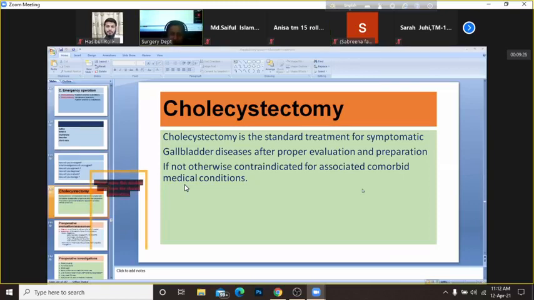So cholecystectomy means excision and removal of the gallbladder. Here a question comes: we have seen that whenever the patient is suffering from stone in the kidney, treatment is usually nephrolithotomy, that is removal of the stone. But whenever a patient is suffering from gallstone, treatment is cholecystectomy. It is not cholecystolithotomy.